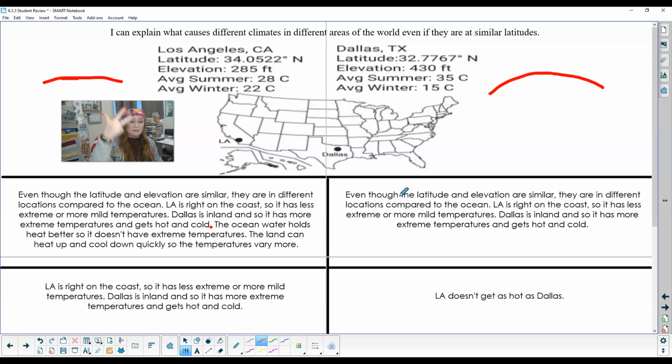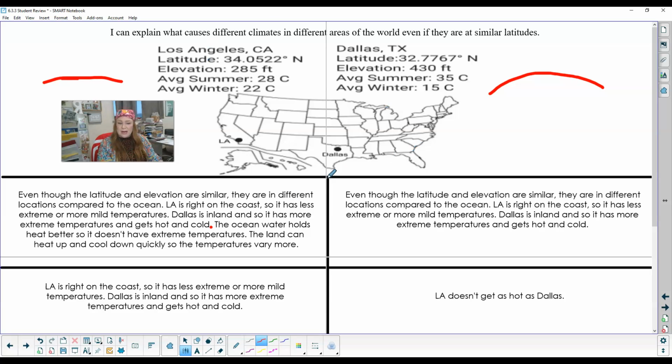Latitude, elevation, proximity to the ocean. We went through and checked each of the different things and explained about them. And then when we find the one that's different about them, by the water or inland, then we explained why. Why does that make a difference? If it would have been elevation, I could have explained that when I'm higher up, there's less air pressure pushing down on me, so you're going to feel colder.